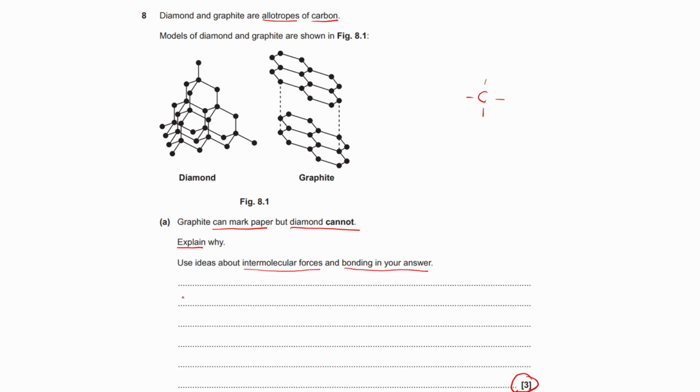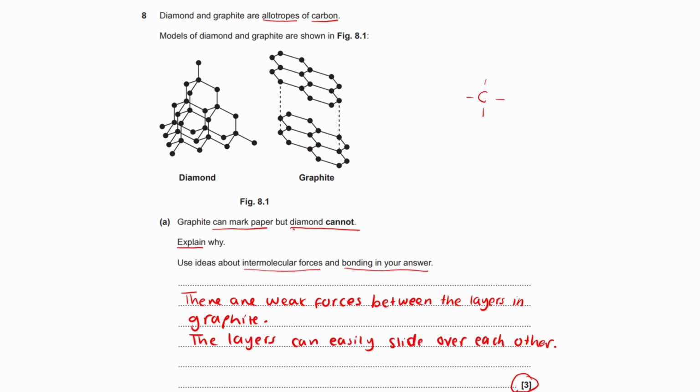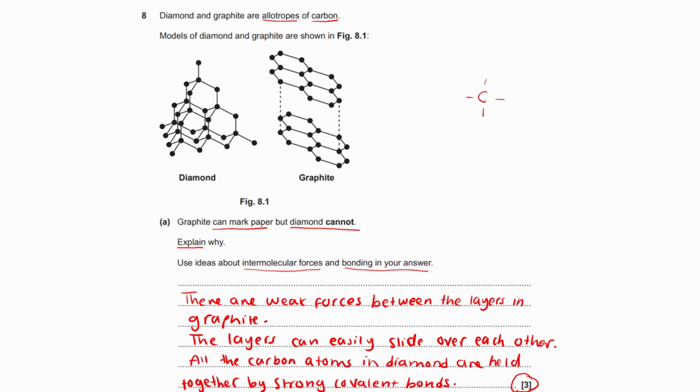So the first thing you need to mention is that there are weak forces between the layers in graphite, and the second point you need to mention is therefore these layers can easily slide over each other. And the last thing you need to mention is why diamond cannot mark paper, and the reason is because there is no weak forces here. It's just these strong covalent bonds, and that's all there is. Each carbon atom is bonded to 4 other carbon atoms by strong covalent bonds. So all the carbon atoms in diamond are held together by strong covalent bonds. And that will give you the 3 marks for this question.